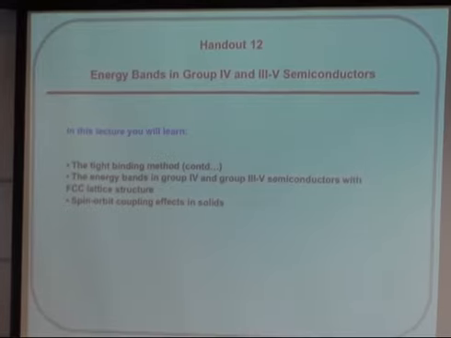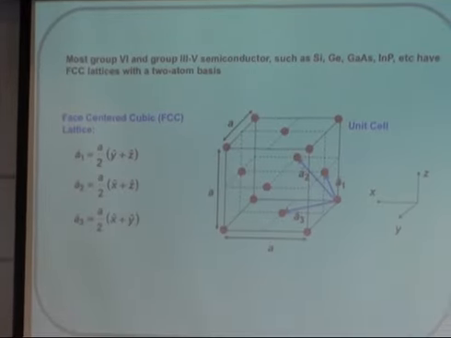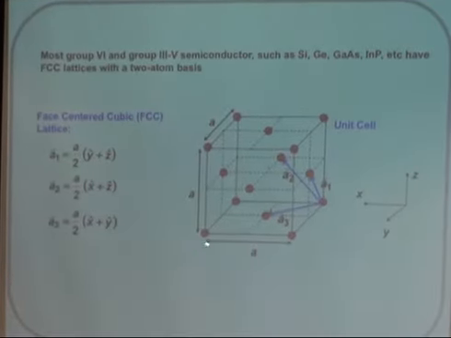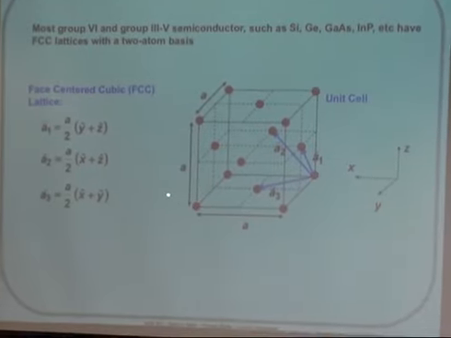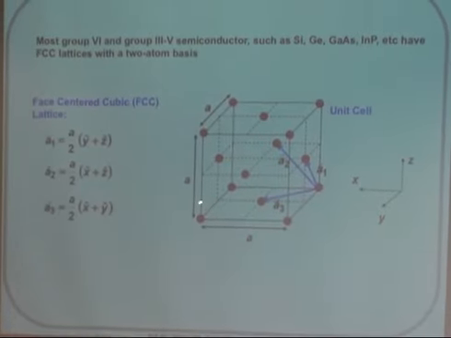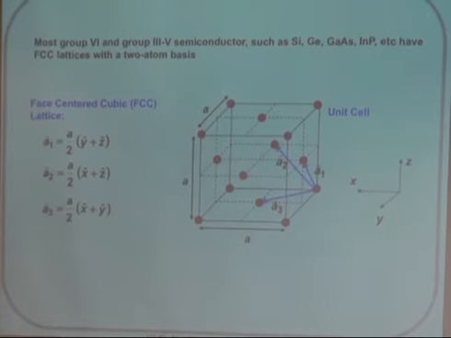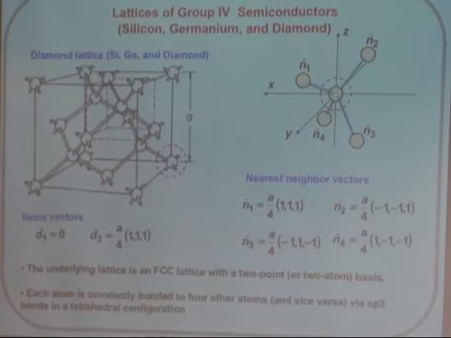So this is energy bands. Here's the crystal structure. This is face-centered cubic, so these are the lattice points. This applies to silicon, gallium arsenide, group 4 elemental semiconductors as well as compound semiconductors. And then here's the crystal structure now.